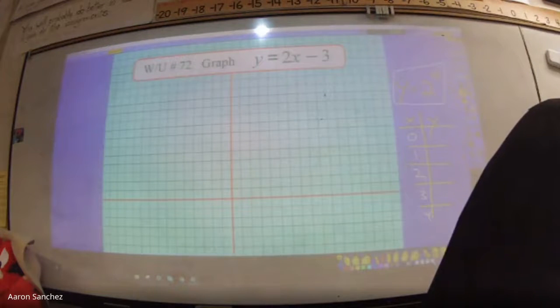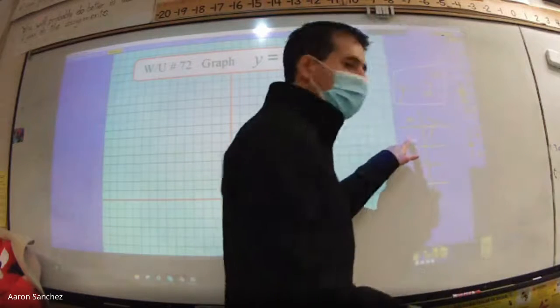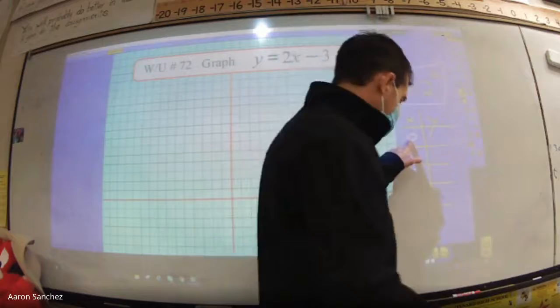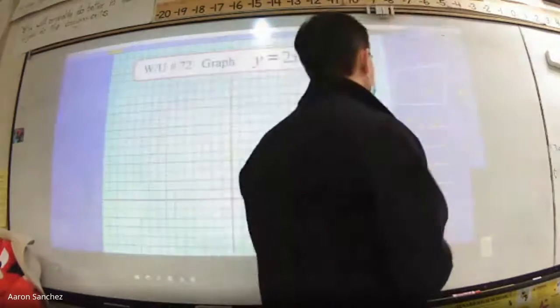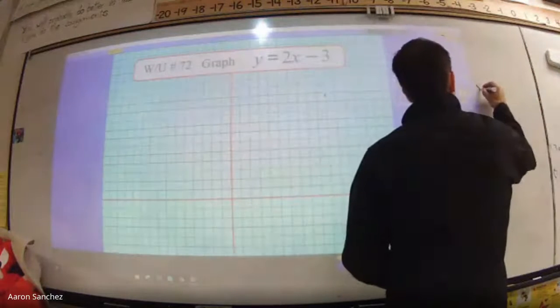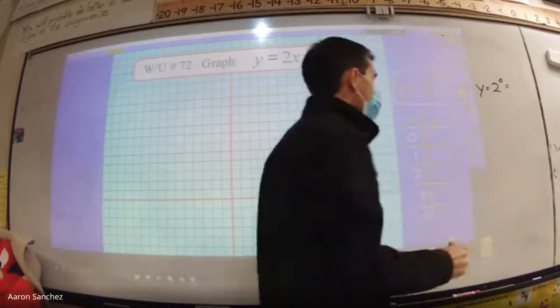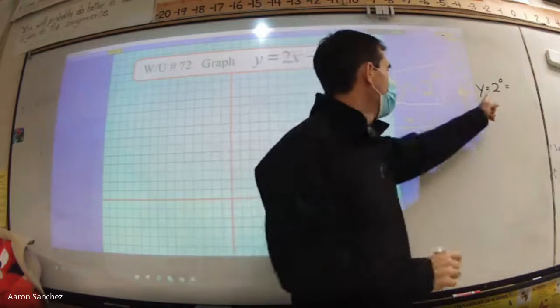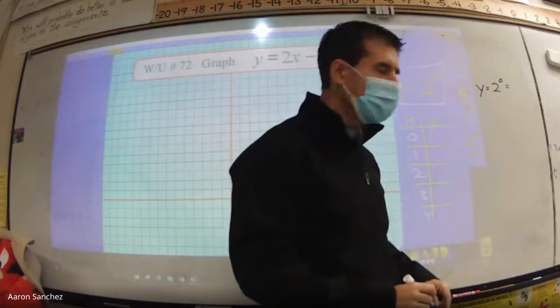Now let's plug 0 in first, okay? So I'm going to take 0 and take my equation: y equals 2 to the 0. Okay? Can you guys see this over here in this corner? I think you can see it.